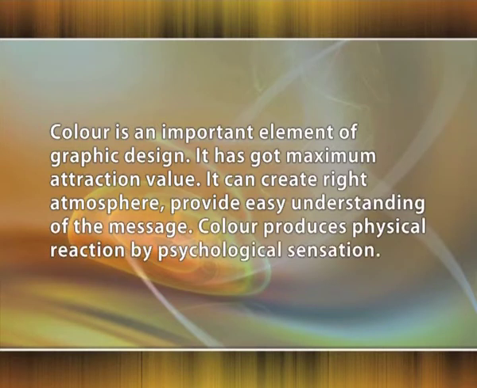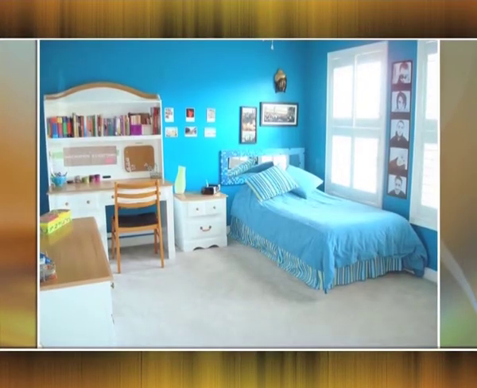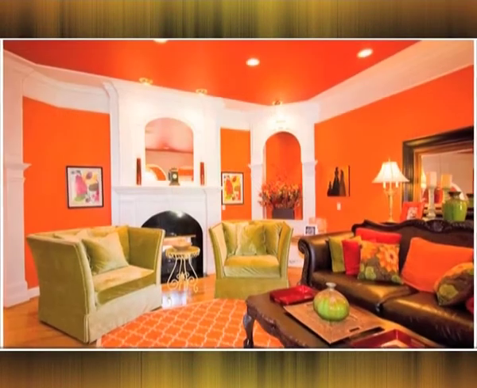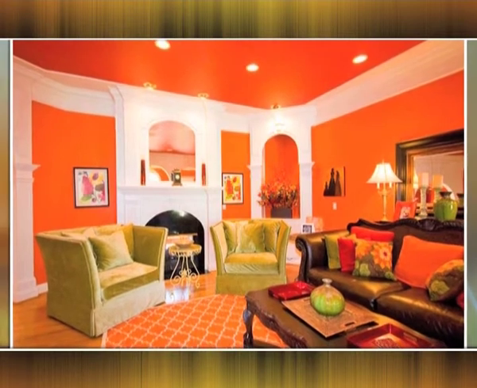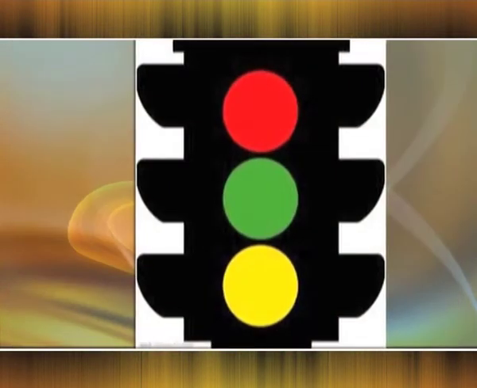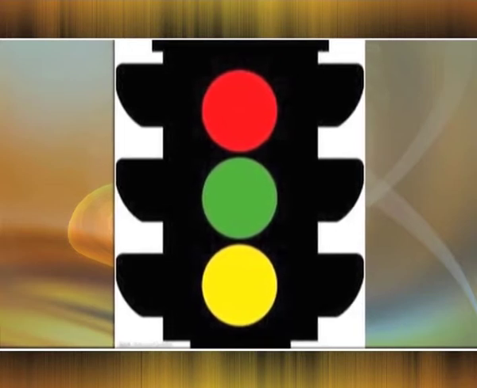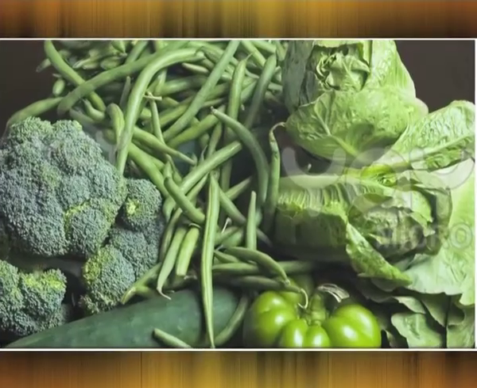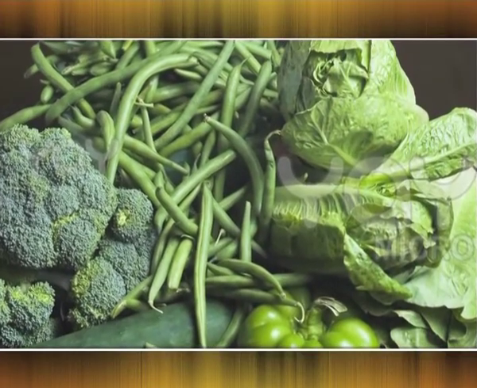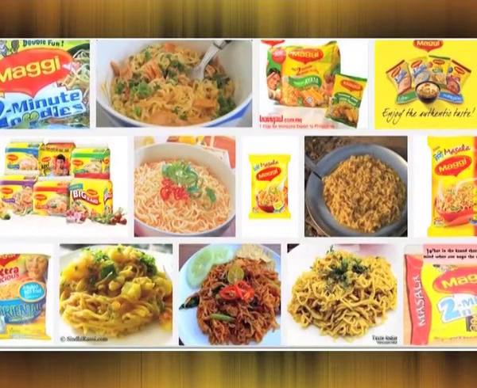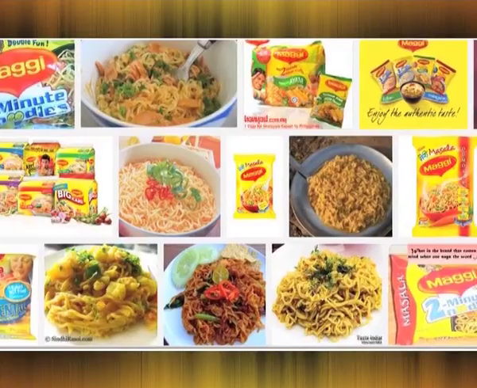Color produces physical reaction by psychological sensation. One feels cool in a blue shaded room and warm in a brightly colored room with shades of red and orange. Color also provides instant information. On the road, we stop at a red light and move on when it changes to green. It can incorporate some conscious association and has strong retention value. Green is always associated with the freshness of vegetables, whereas yellow is remembered to identify a pack of Maggi noodles.